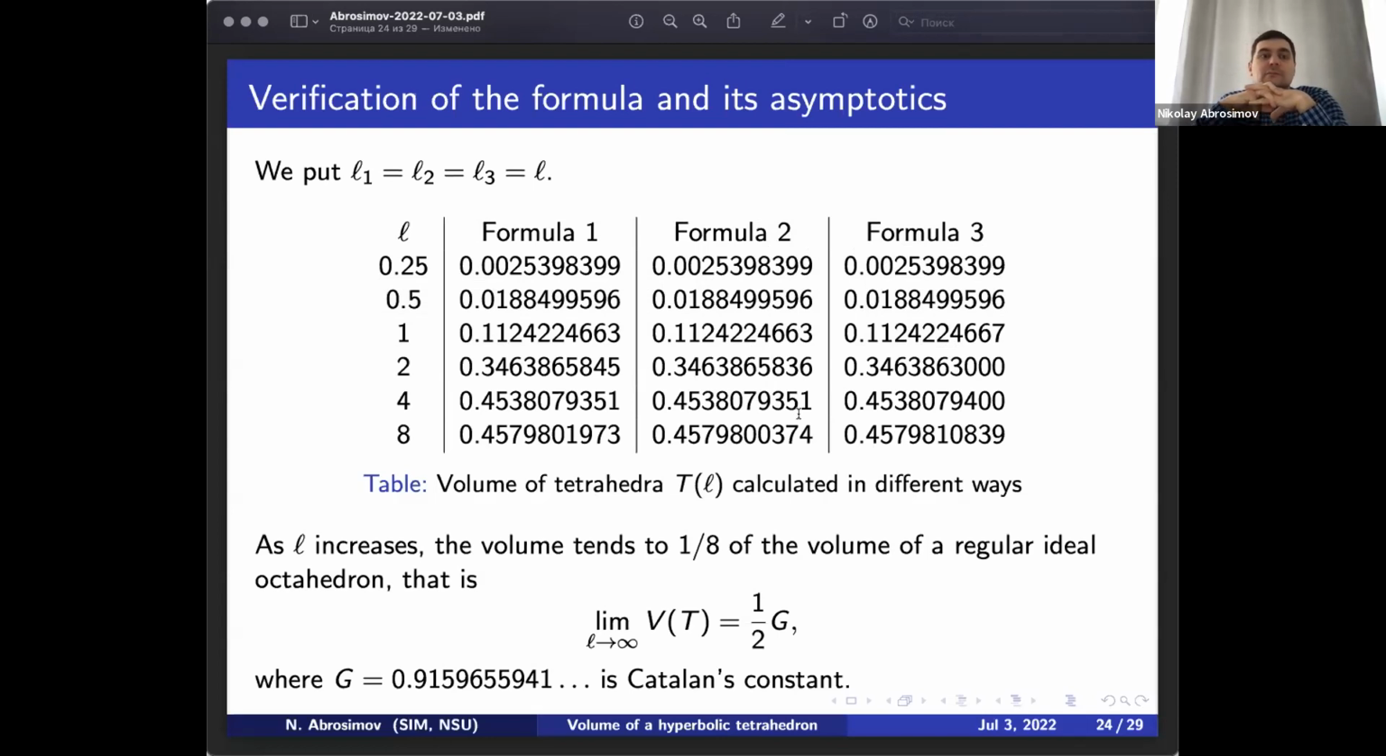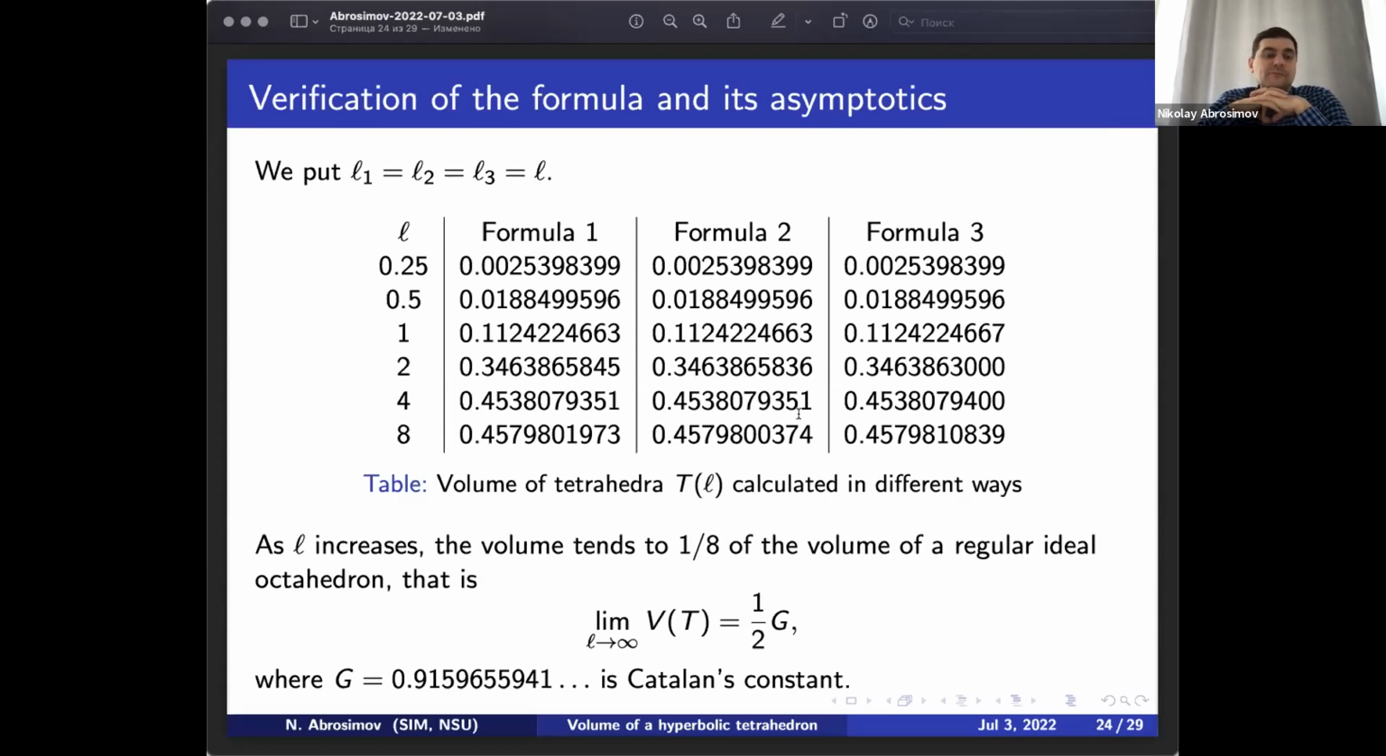And when we made this verification, we figured out that the new formula works very well indeed. I mean, it is convenient for computation on the computer, and it works very well even for large values of L. So it allows us to analyze the behavior of the volume function, as well as its asymptotic.